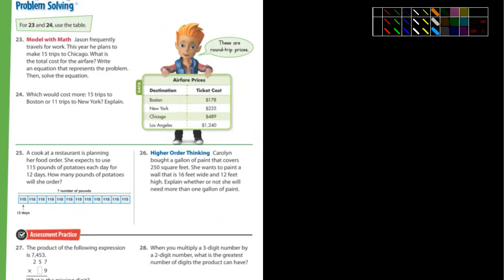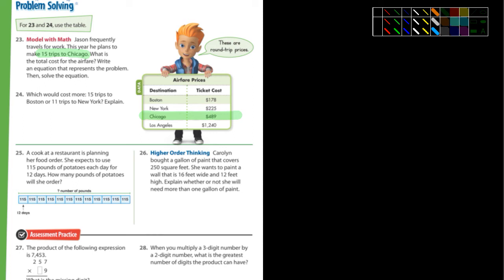Problem solving. It says Jason frequently travels for work. This year he plans to make 15 trips to Chicago. What is the total cost for the airfare? Write an equation that represents the problem and solve the problem. Okay? So we're talking about Chicago. And he's making 15 trips to Chicago. Where's Chicago? Here it is right here. 15 trips. I think you guys could do that one.